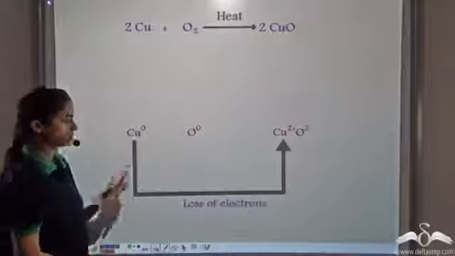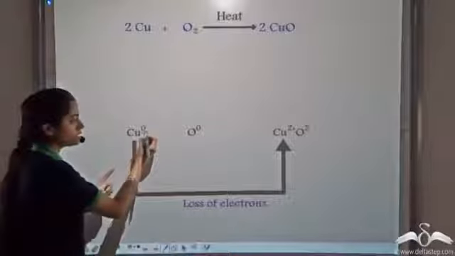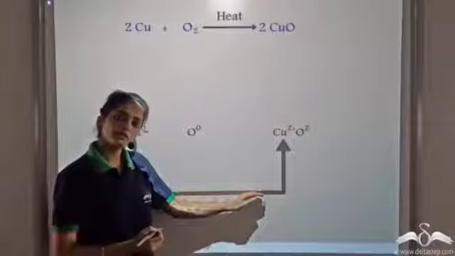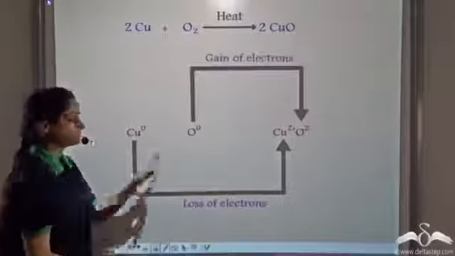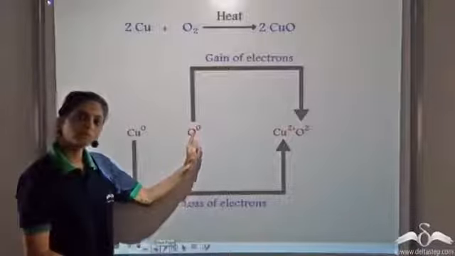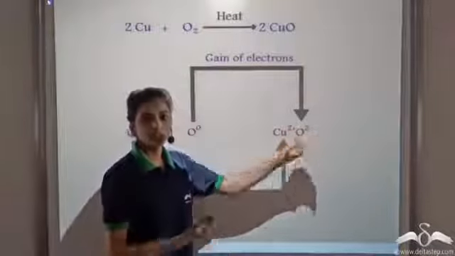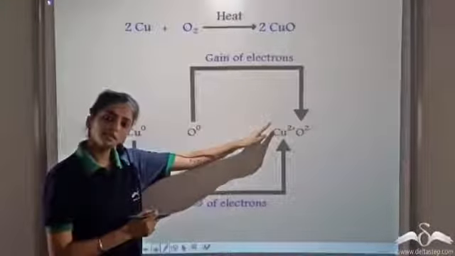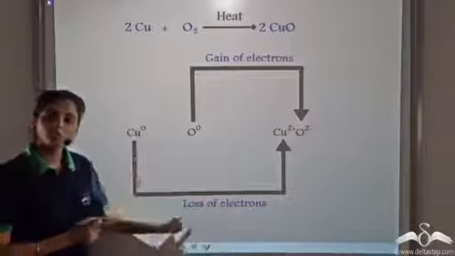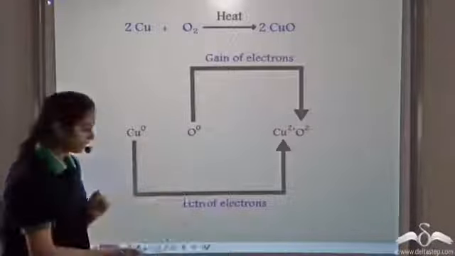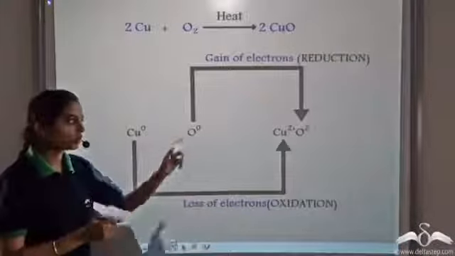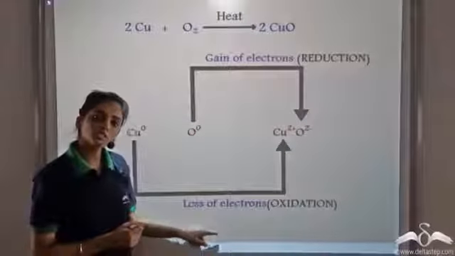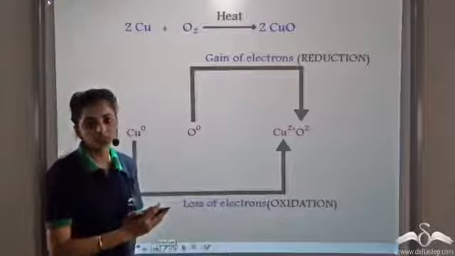In this case, copper from 0, that is, from neutral, is losing electrons. So there is a loss of electrons. For oxygen, we see from 0, that is from neutral, it is becoming minus, so it is gaining 2 extra electrons. So oxygen is gaining electrons and copper is losing electrons. Whenever there is a gain of electrons, we call that a reduction reaction, and whenever there is a loss of electrons, we call it an oxidation reaction.